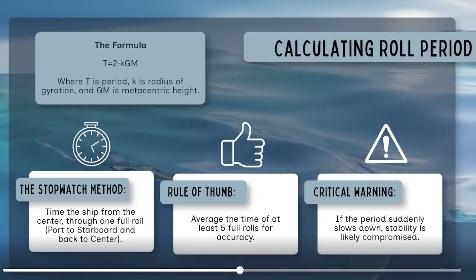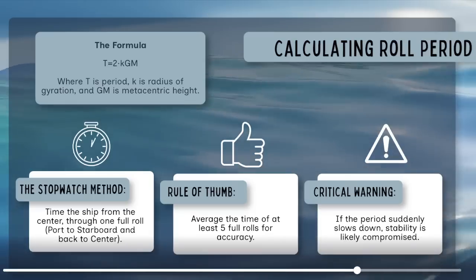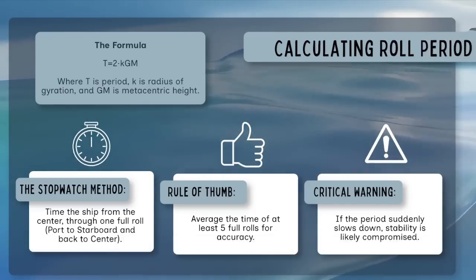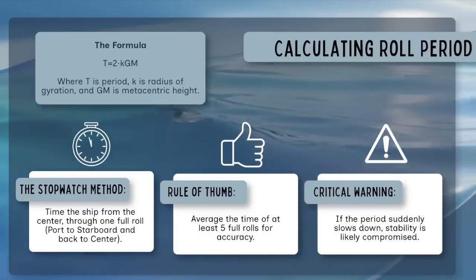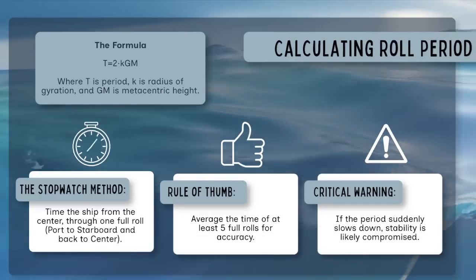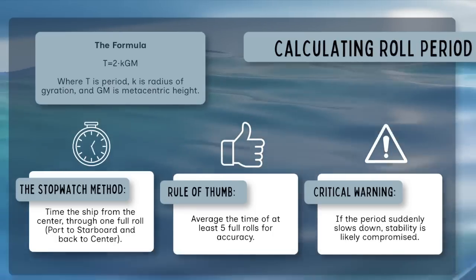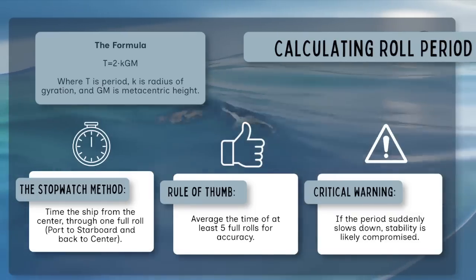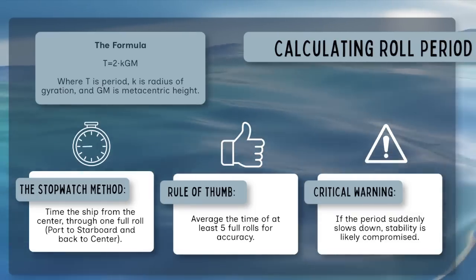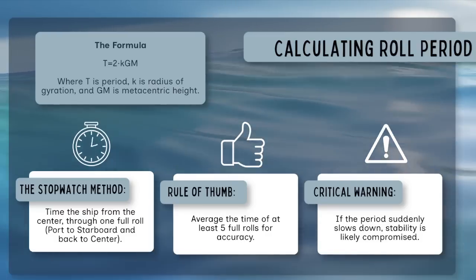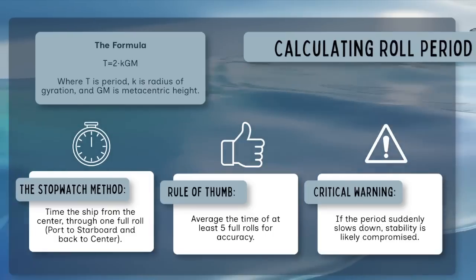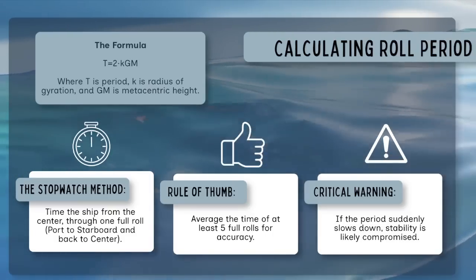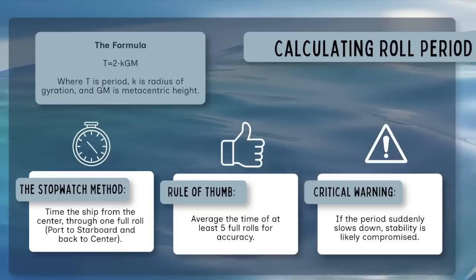And then we have the rule of thumb, meaning time at least 5 full rolls for accuracy. And then we also have the critical warnings. So if this period suddenly slows down, the stability is likely compromised.